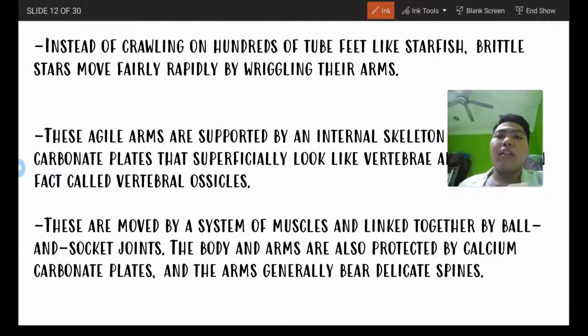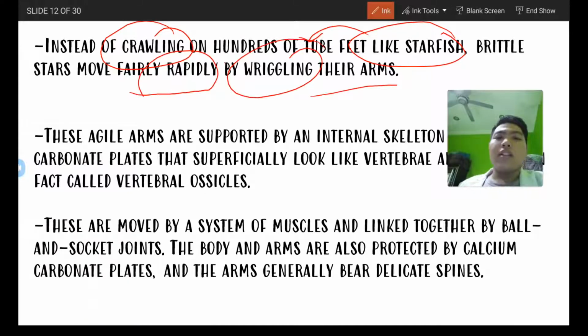Instead of crawling on hundreds of feet like starfish, because starfish use their tube feet for crawling and locomotion, brittle stars move very rapidly by wriggling their arms. Ophiurids wriggle their arms because they have more flexible and longer arms than the asteroid. So they use their arms to wriggle and move, instead of using tube feet.